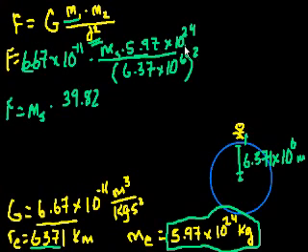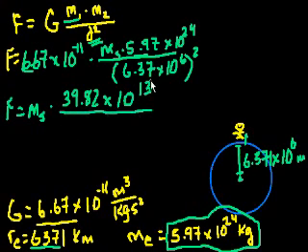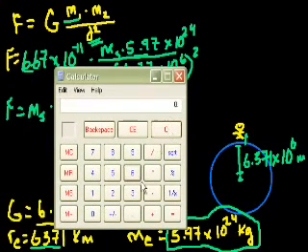So 10 to the negative 11th times 10 to the negative 24th. We can just add the exponents because it's the same base. So what's 24 minus 11? It's 10 to the 13th, right? And then what does the denominator look like? It's going to be the 6.37 squared times 10 to the 6th squared. Well, it's going to be like 37 or something, times, what's 10 to the 6th squared? It's 10 to the 12th, right?